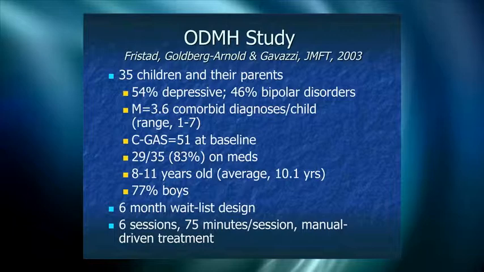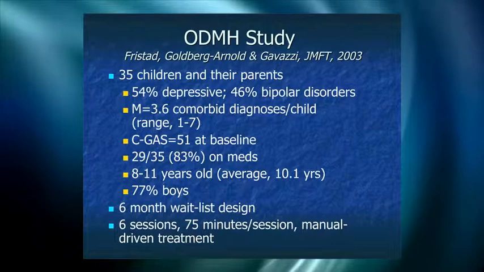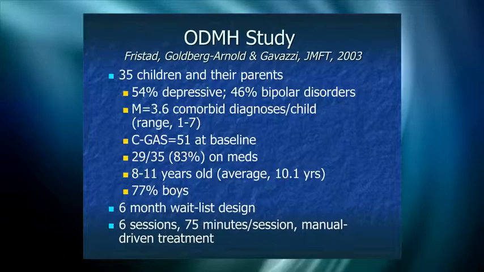They were 8 to 11 because they had to be to enter the study. The average age was 10. And as you might expect, knowing that age group, three-quarters of them were boys. We had a 6-month waitlist design because this study was done on a complete shoestring. And those of you who are students in the room designing your own studies, here's why you would never design a 6-month waitlist. Who's happier, a child in January or a child in July? Okay, don't do it. Bad idea.